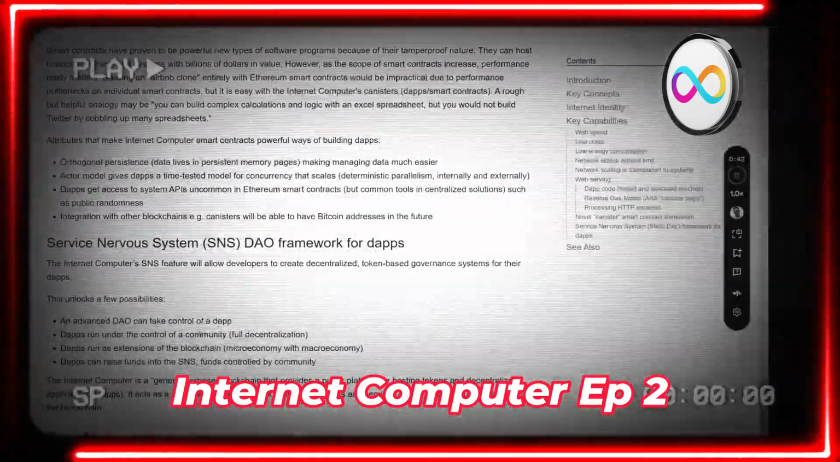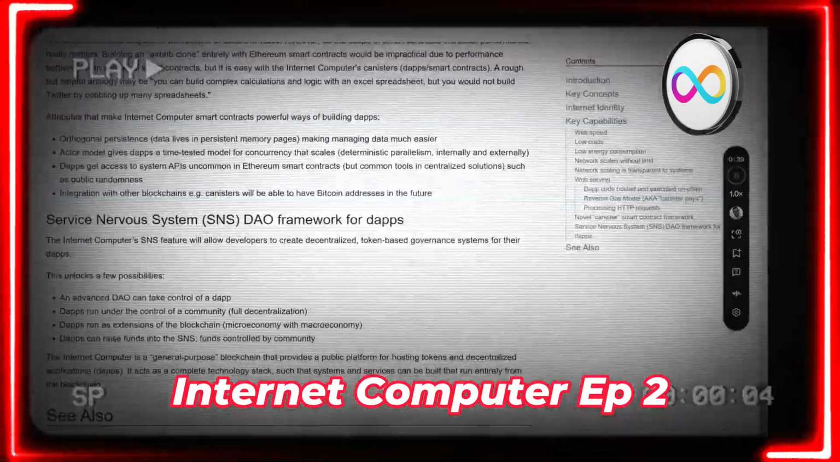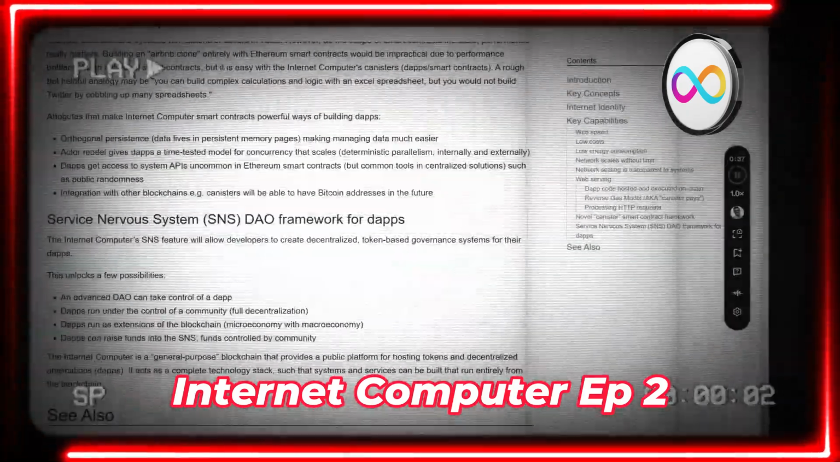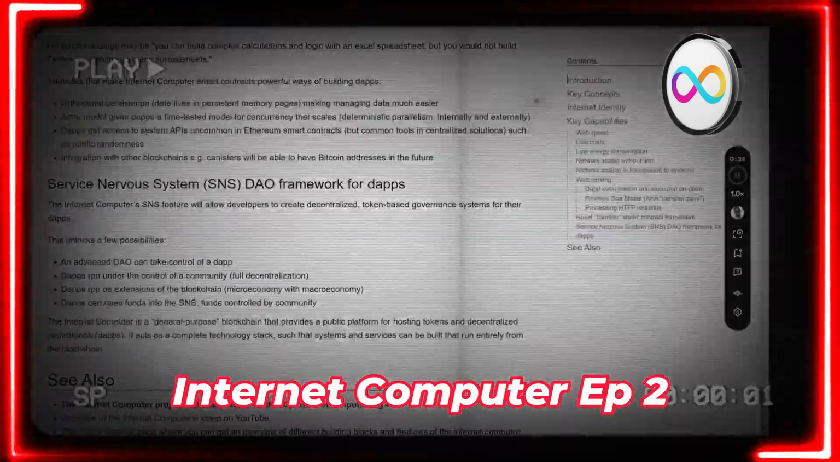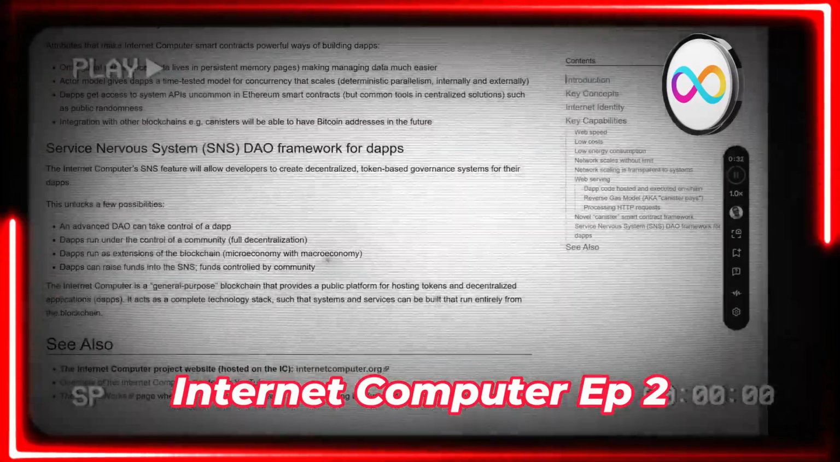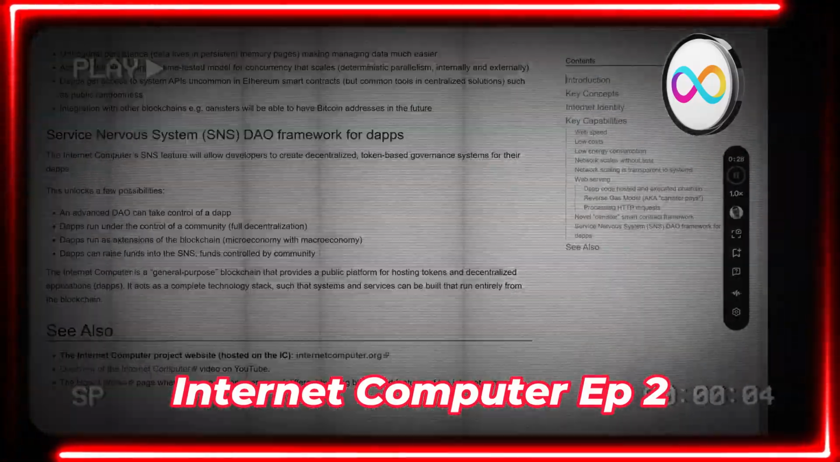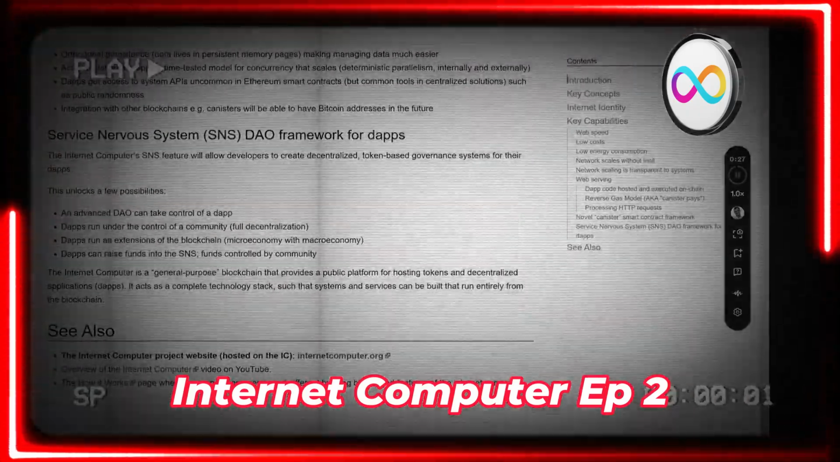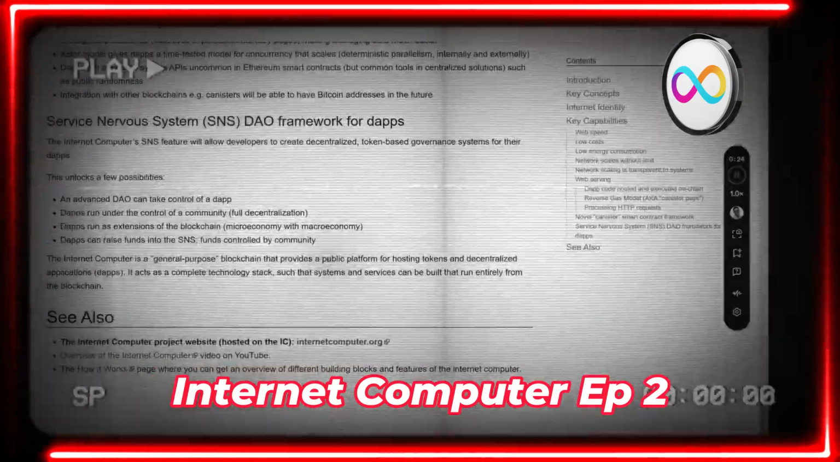Service Nervous System, SNS, DAO framework for dApps. The Internet Computer's SNS feature will allow developers to create decentralized token-based governance systems for their dApps. This unlocks a few possibilities. An advanced DAO can take control of a dApp. dApps run under the control of a community. Full decentralization: dApps run as extensions of the blockchain. Microeconomy with macroeconomy: dApps can raise funds into the SNS, funds controlled by the community.